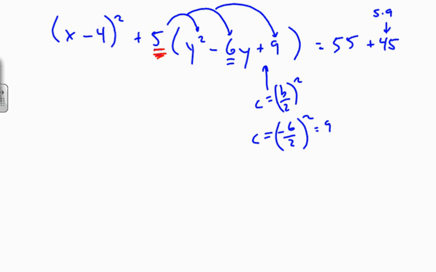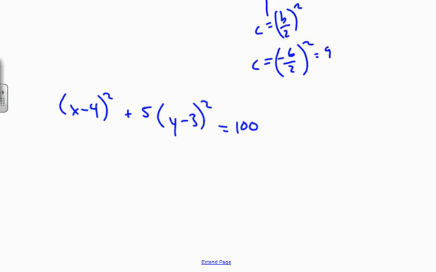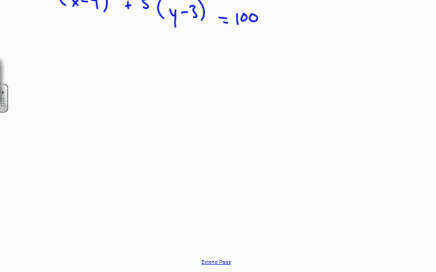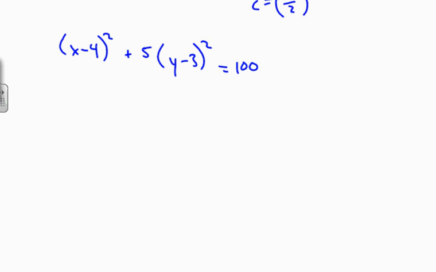All right. And what we have then is going to be (x − 4) quantity squared, plus we have this 5. Let's complete the square now. So it'll be (y − 3) squared, and that equals 100. All right. So now we have this. To finish our equation for the ellipse, so we can find all the information we want, we're now going to make sure that this equals 1. We need that to equal 1.